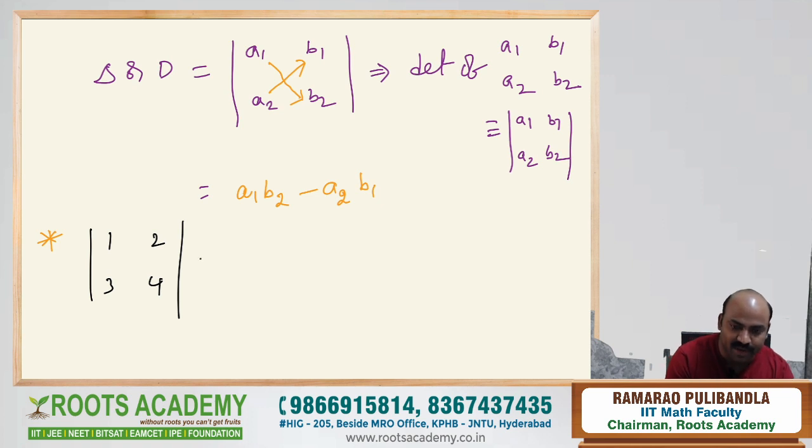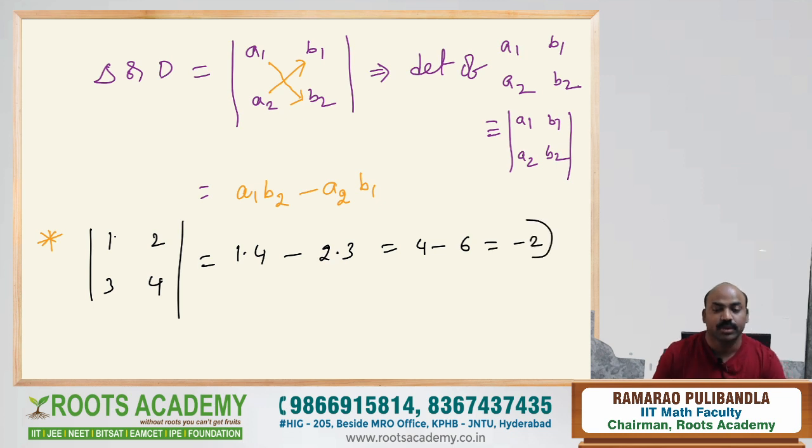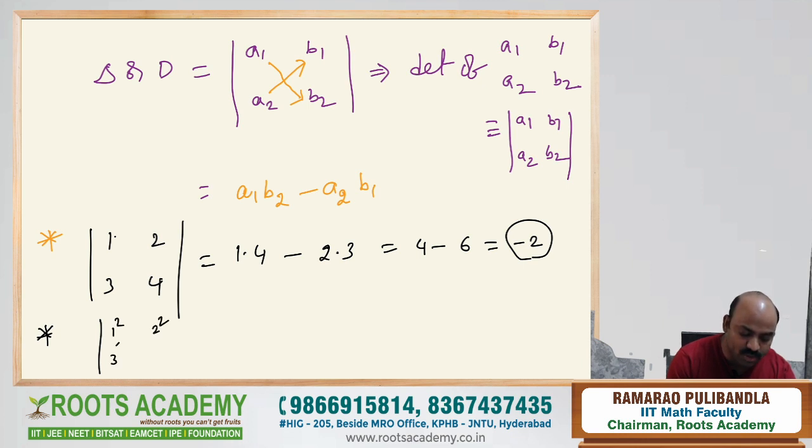All of you observe here: 1 into 4 minus 2 into 3. That's nothing but 4 minus 6. My answer is minus 2. I think all of you got it, students. Next question: what is the value of delta of 1 square, 2 square, 3 square, 4 square? Can you quickly give this, students?